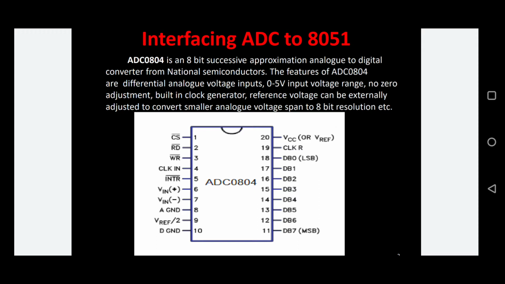The IC ADC 0804 is manufactured by National Semiconductors, and it has some features. It has a differential analog voltage input, and the voltage range is 0 to 5 volts. It has no zero adjustment, it has a built-in clock generator, and it contains a reference voltage. That reference voltage can be externally adjusted to convert a smaller voltage span into 8-bit resolution. So the IC ADC 0804 will convert the analog value into a digital value.